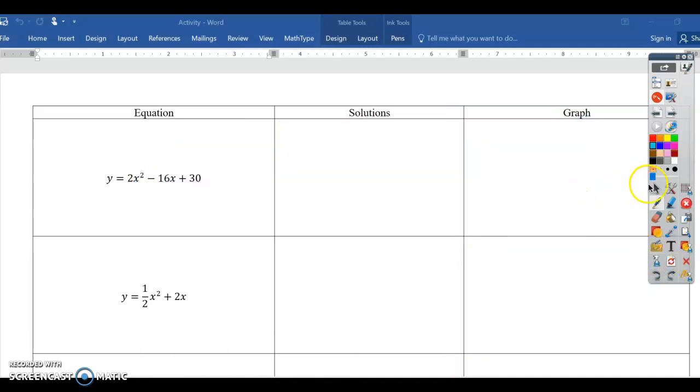Okay. And that's how you can do factoring by grouping.